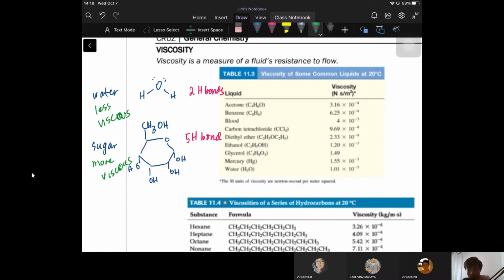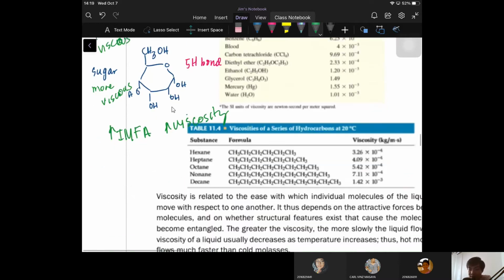Okay, so ano pwede natin ma-deduce out of the idea ng intermolecular force? Ang pwede natin masabi is that the higher the intermolecular forces of attraction, the higher the viscosity, no? So, ibig sabihin, the more intermolecular force, the more malapot, no? That's why sugar is mas malapot kaysa sa water. So, higher IMFA, higher viscosity. Okay. So, ganun lang.